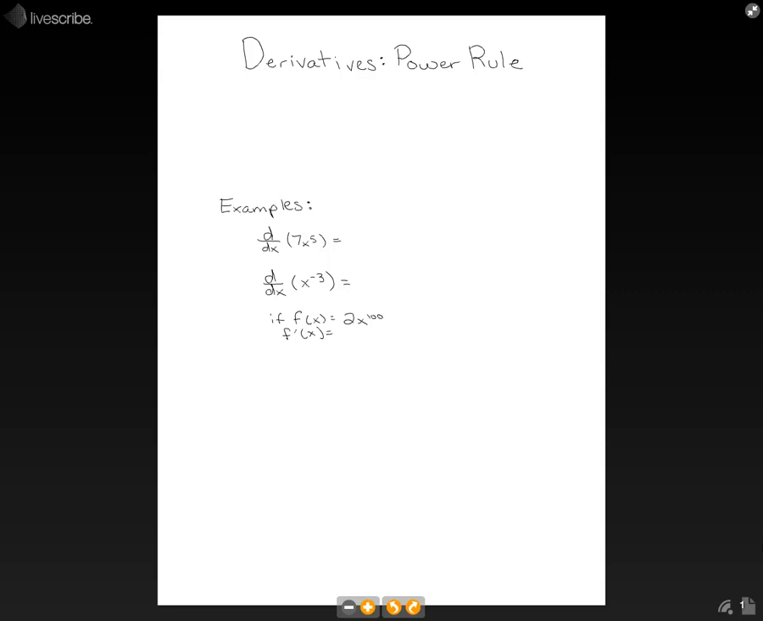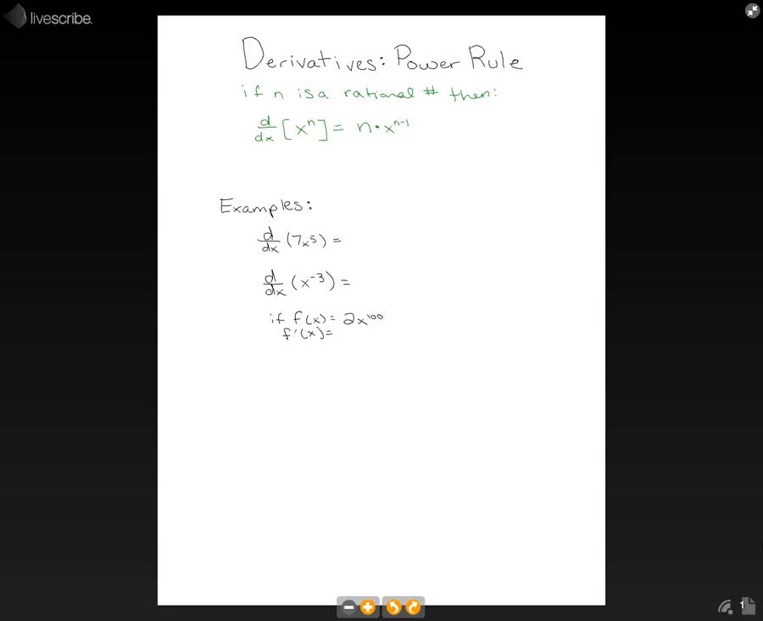So the power rule basically says that if n is a rational number, then we can say that the derivative with respect to x of x to the n power is simply going to be n times x to the n minus 1 power. Now this is really convenient and it makes our lives really nice whenever we're doing derivatives because it lets us get around using the definition of the derivative. So let's do some examples and see exactly how it's done.